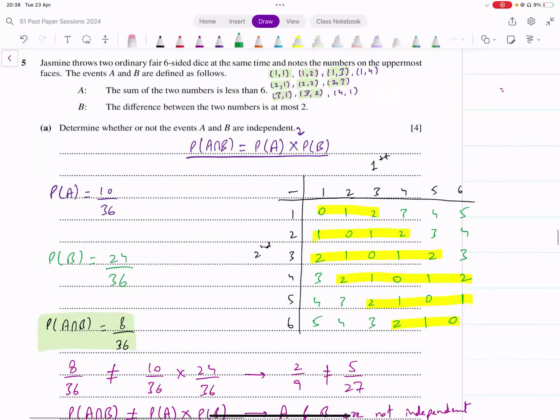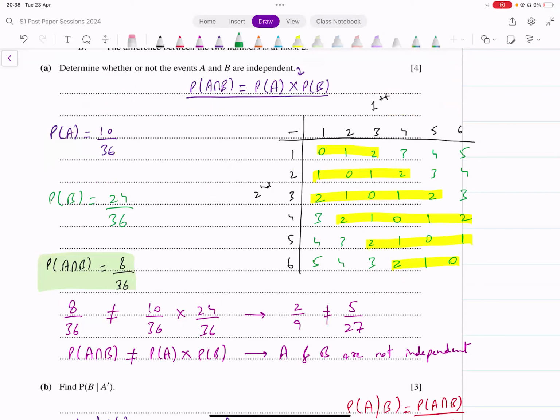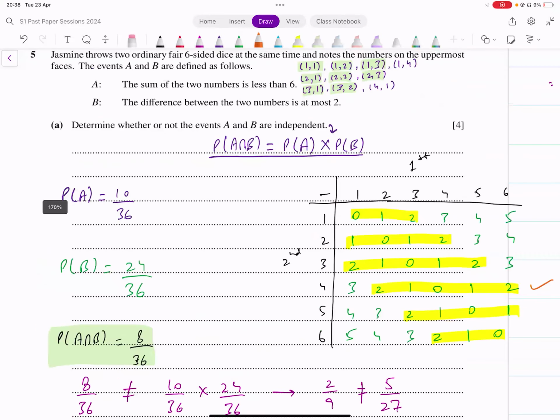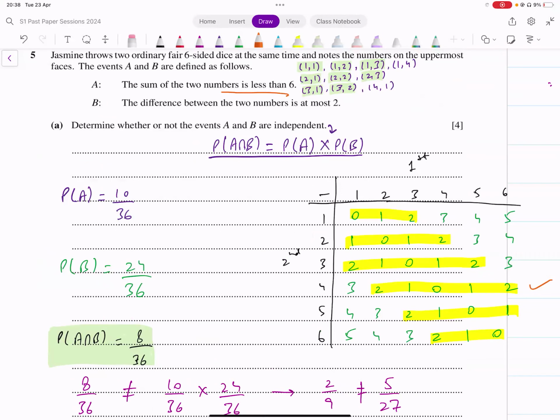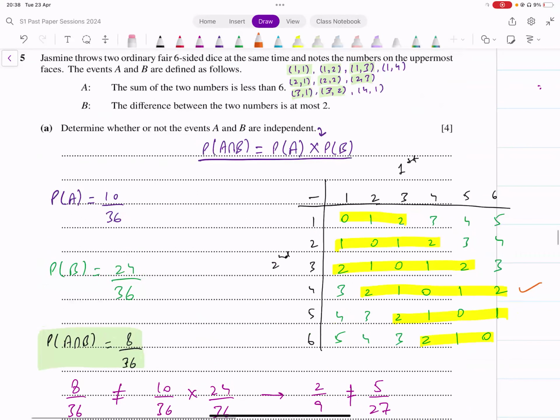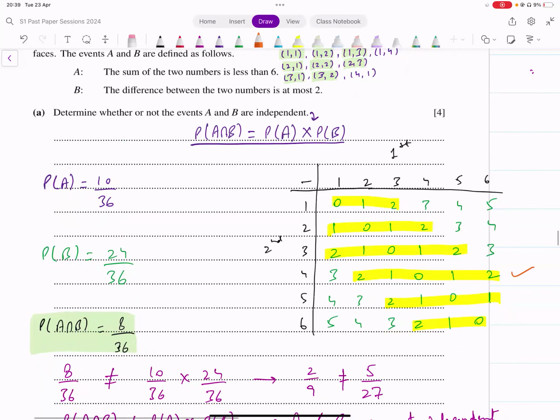Let me show that to you here in the yellow part. In these yellow highlighted parts, B is true, right? B is happening here in these yellow parts. In these yellow shaded numbers, the difference between the numbers is 2 at most. Out of these, how many have the sum of the numbers not less than 6? Right? A should not be happening. That means the sum should not be less than 6. Where is the sum not less than 6?